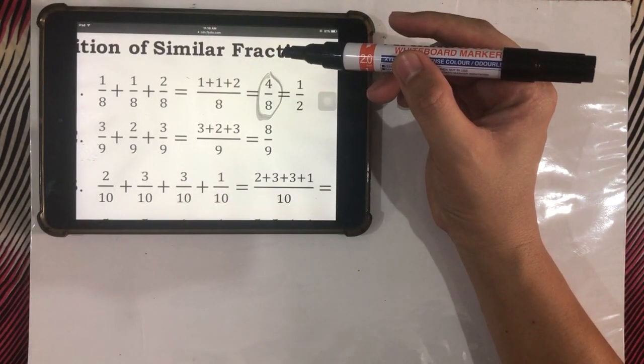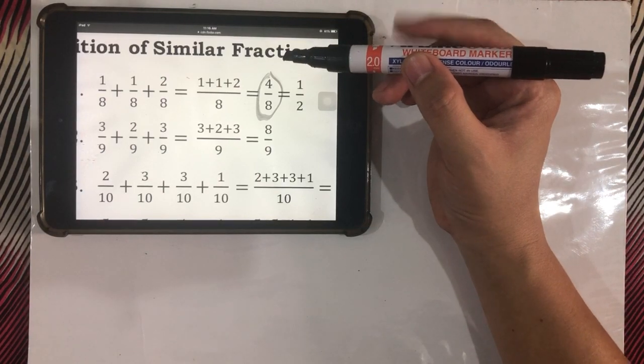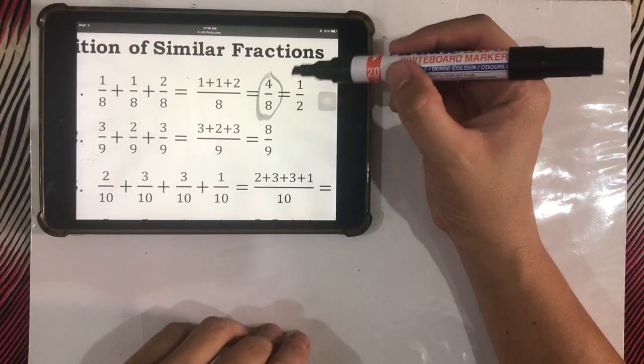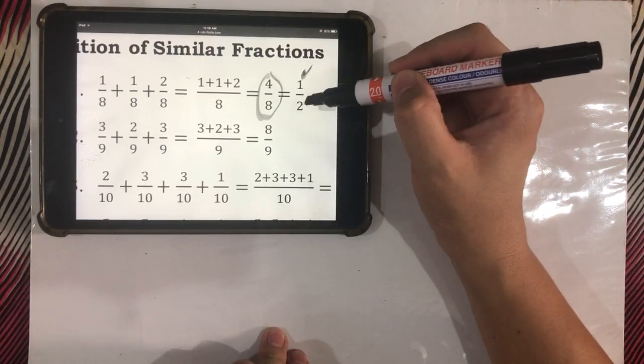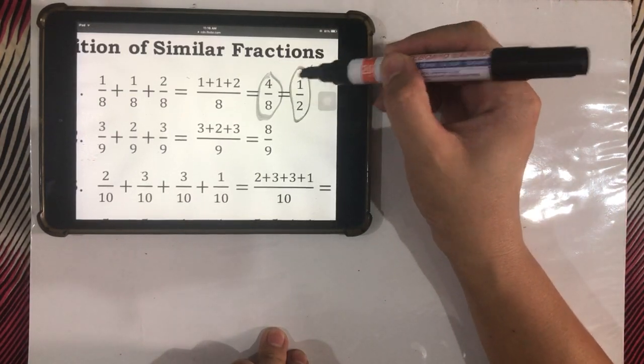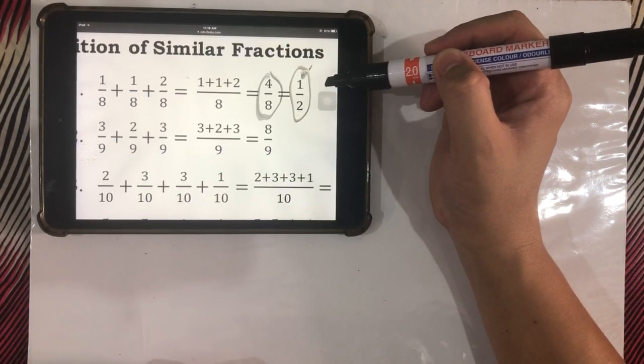That's why we always say, always reduce your answer to lowest term. So, you get the GCF, 4. 4 divided by 4, you have 1. 8 divided by 4, you have 2. So, therefore, the final answer should be 1/2.